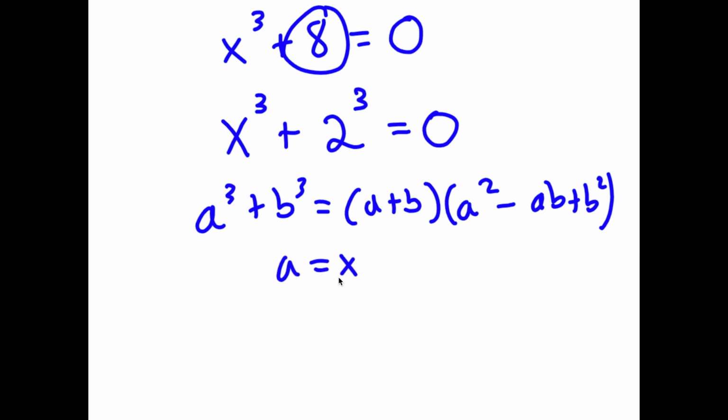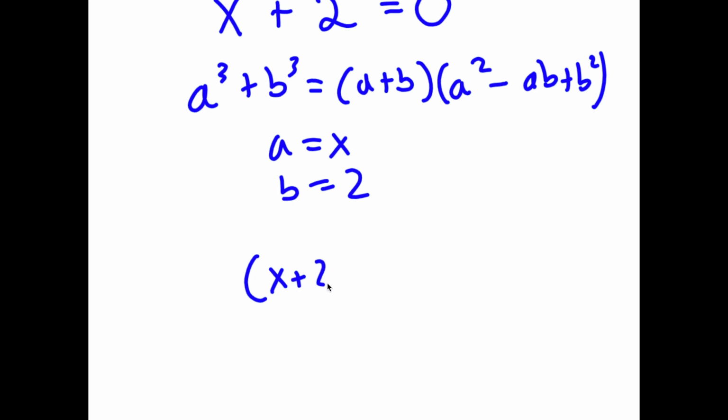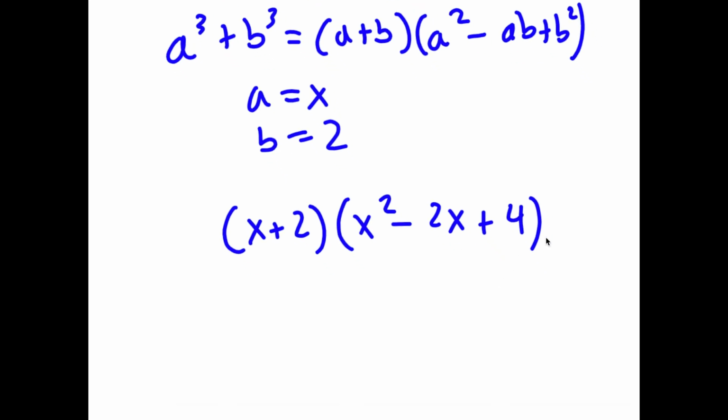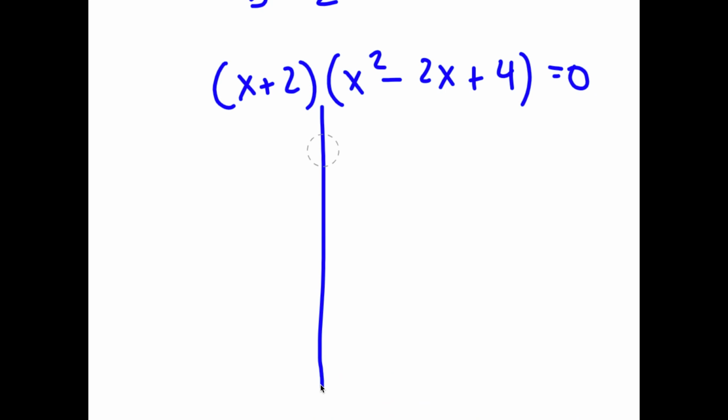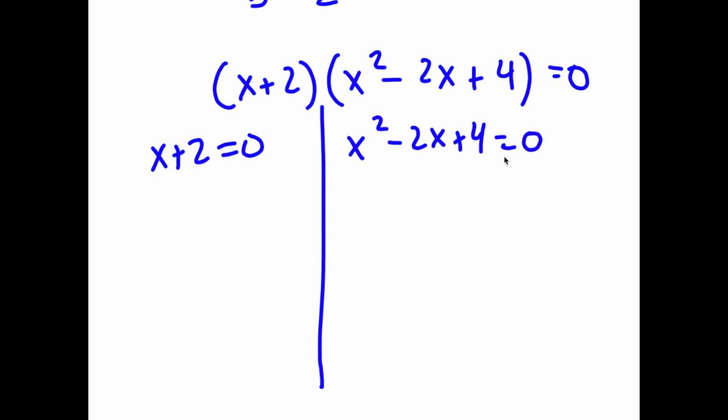In this case, a is equal to x and b is equal to 2. So now I have x plus 2 times x squared minus 2x plus 2 squared, which is 4. This is equal to 0. So now this gives me two equations. I have right here x plus 2 is equal to 0, and I have over here x squared minus 2x plus 4 is equal to 0.